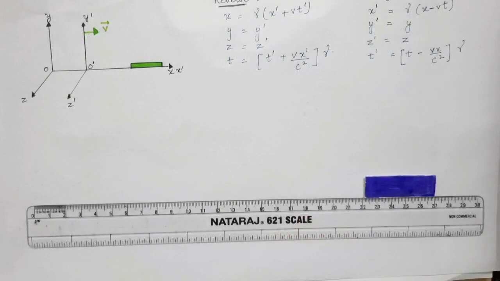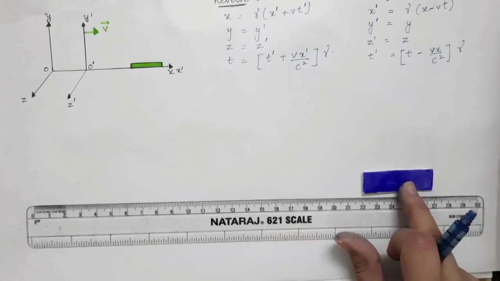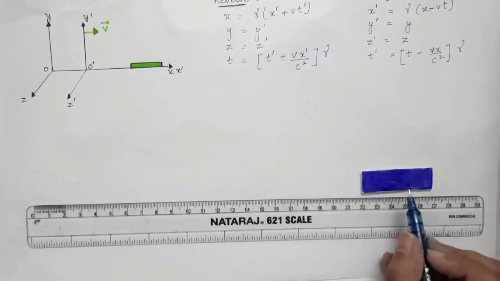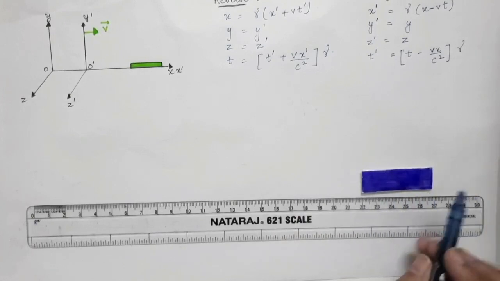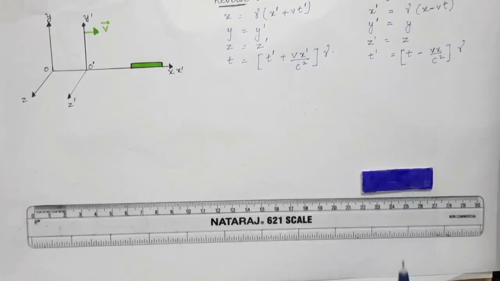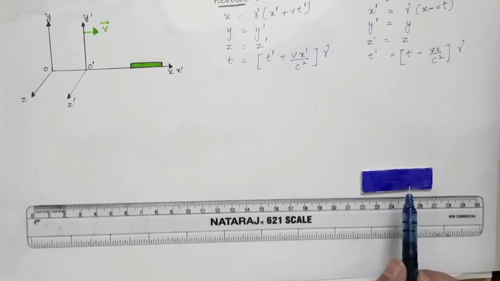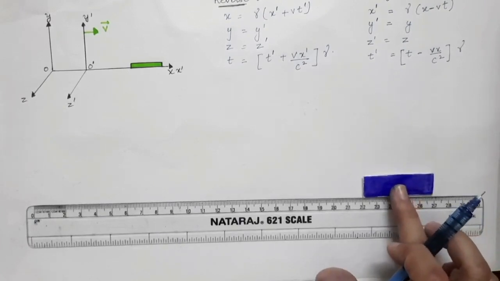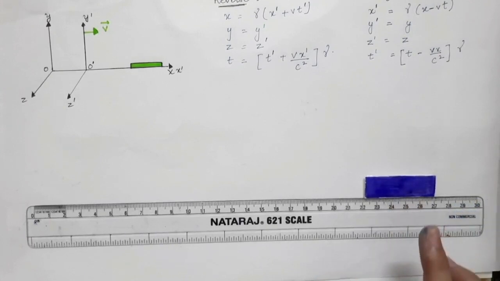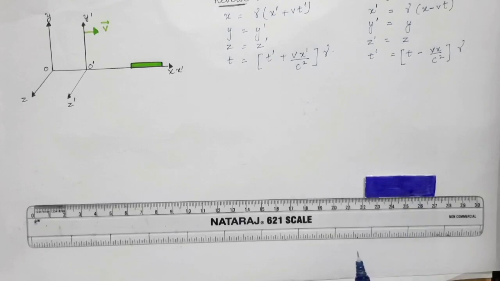Now we are going to start the concept of length contraction. The main idea is that, for example, if you have this object, this object has a certain length. Now this object is at rest with respect to you. Whenever you find out its length, let's say its length comes out to be about 5 centimeters. When this object is at rest with respect to you, then its length is 5 centimeters.